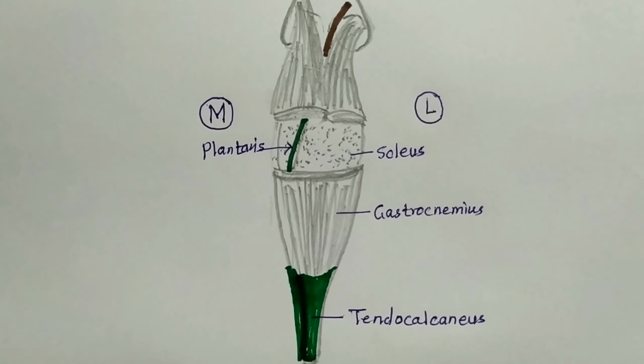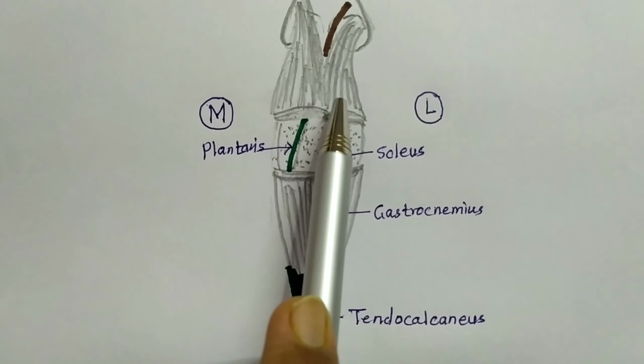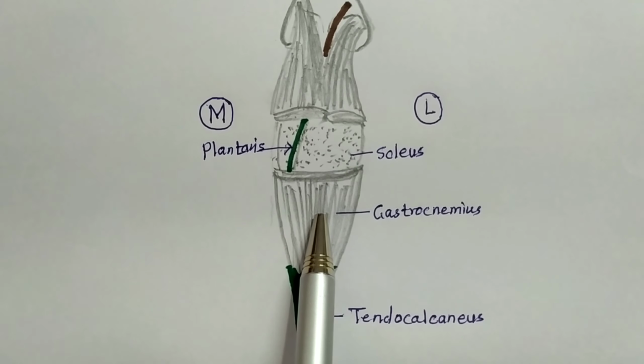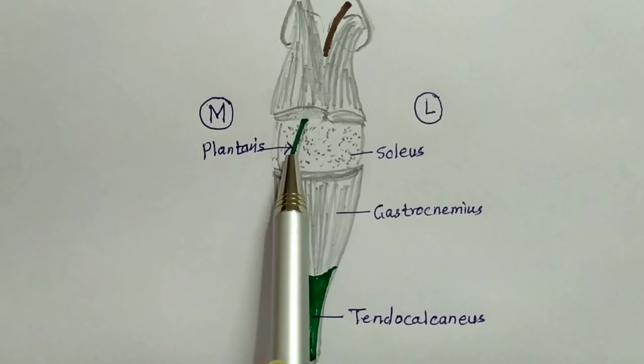The posterior compartment of leg is the flexor compartment. It consists of 8 muscles and nerve of this compartment is tibial nerve. There are 4 superficial muscles. They are medial and lateral heads of gastrocnemius muscle, the soleus muscle and the plantaris muscle.